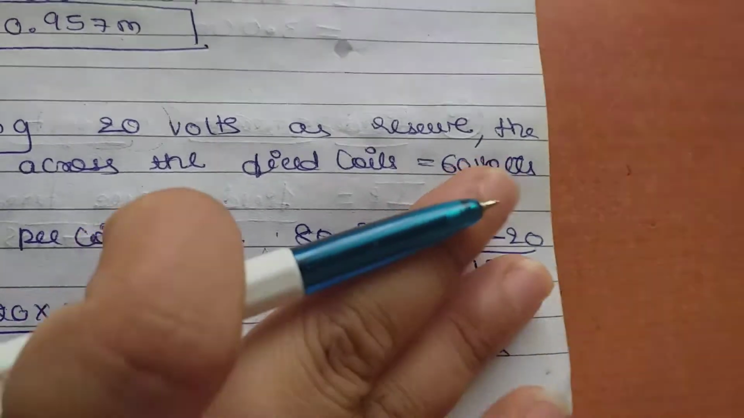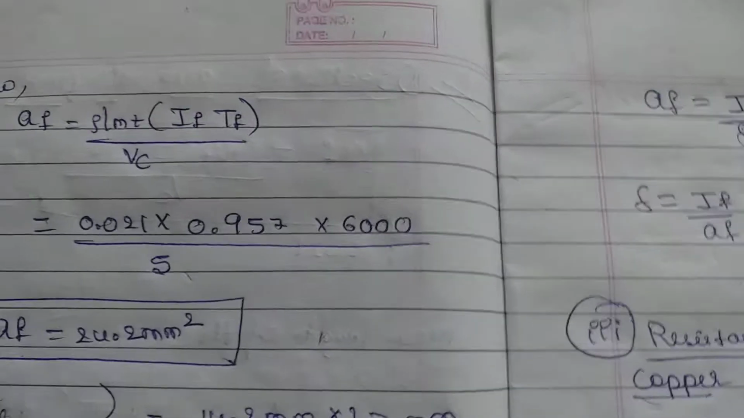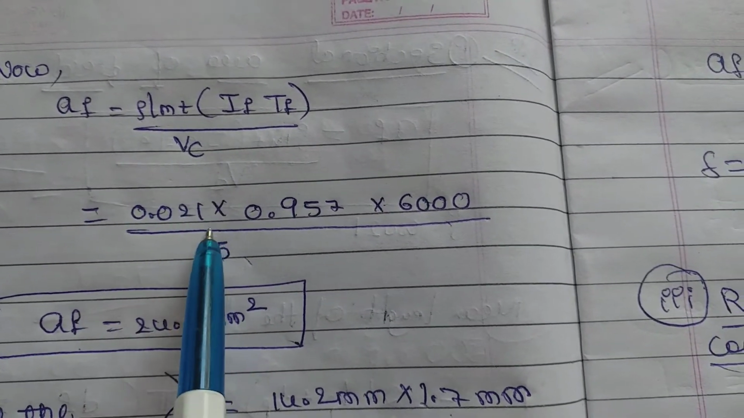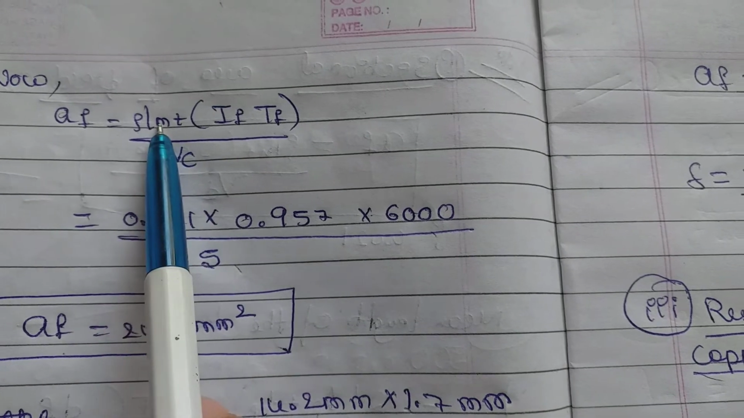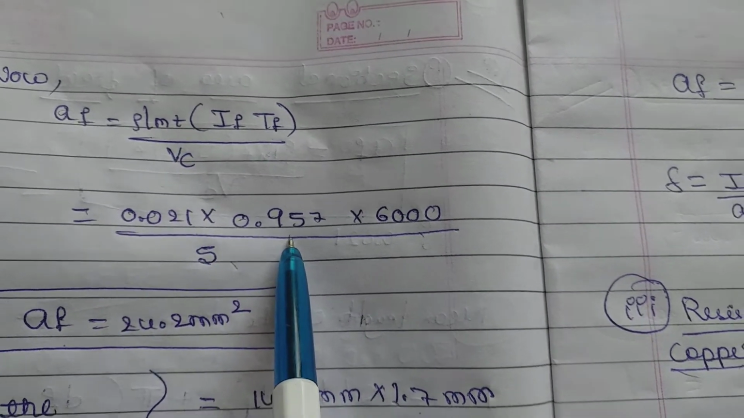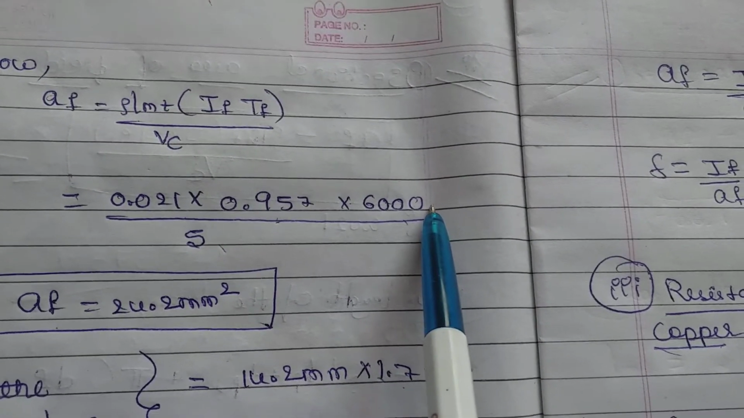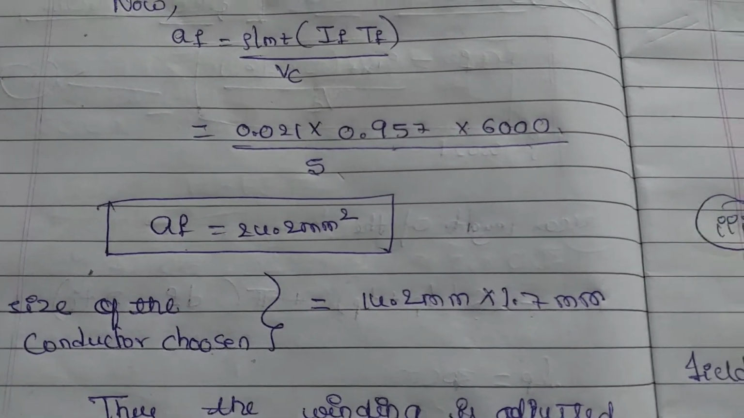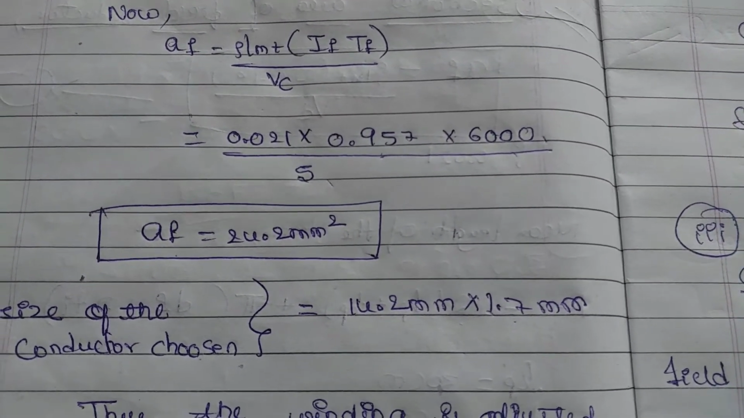Now if we substitute all these values in AF, the sectional area of the field winding: 0.021 for rho, the LMT value which we calculated, IF TF value which is already given, and the VC value, which is 5 volts. AF is equal to 24.2 millimeters square here.